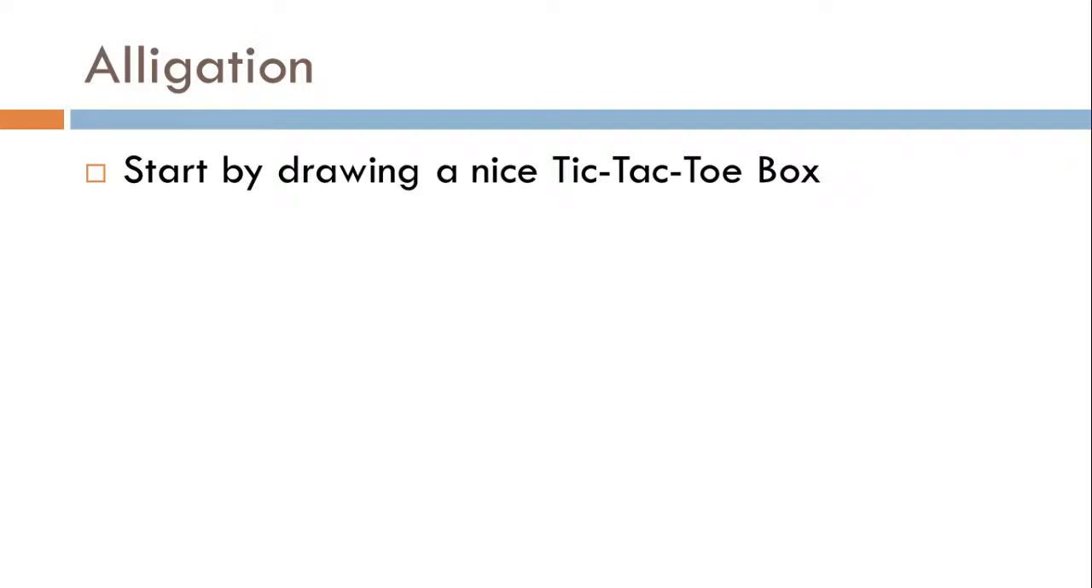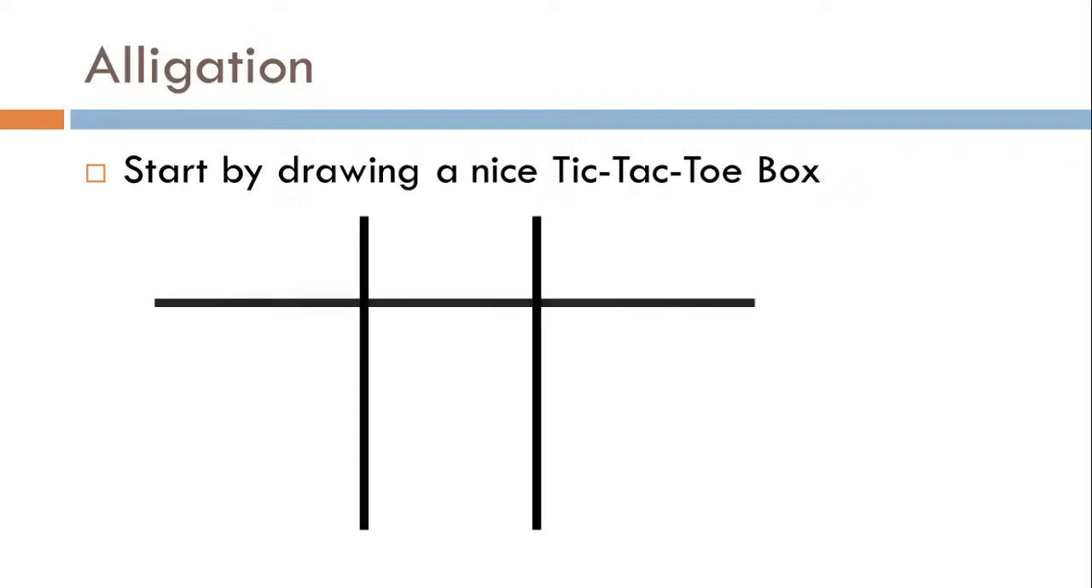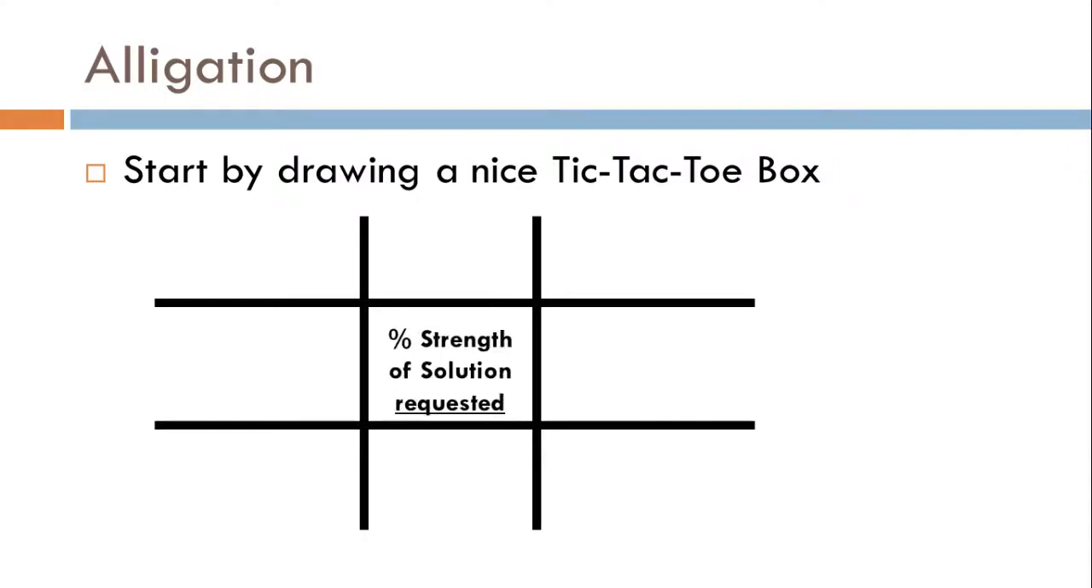The easiest way I can tell you to do it is we are going to draw a tic-tac-toe box. We have a nice tic-tac-toe game playing surface there, you can see. Don't get too distracted by it. The first thing you're going to do is get the strength requested. So in my example earlier, the doctor requested a 12% solution. We'll put a 12 right there.